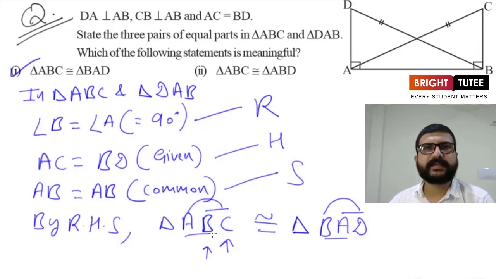So we have to be very careful while writing the order of vertices. Every order has a different meaning. So instead of BAD, if we write DAB here, it will give us different meanings. It will be a different triangle.